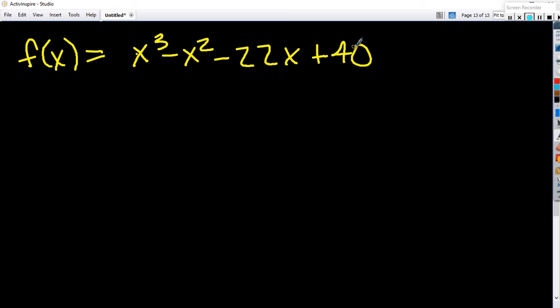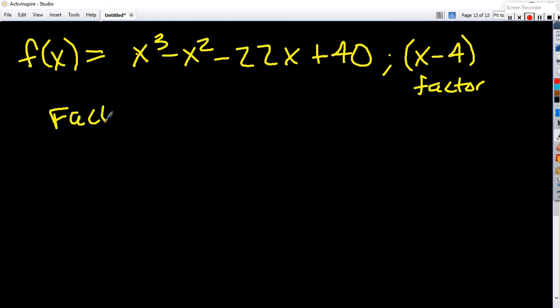If f of x is this, and x minus 4 is a factor. So I'm telling you that's a factor. Tell me what it means to be a factor. It can go into it evenly. It multiplies with something else to give you that original polynomial. If you get a remainder, you've done it wrong. So that's given to you. And then I will say, now, given that information, factor f of x completely.